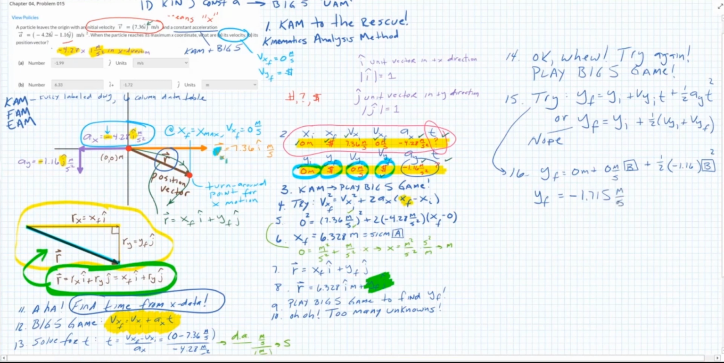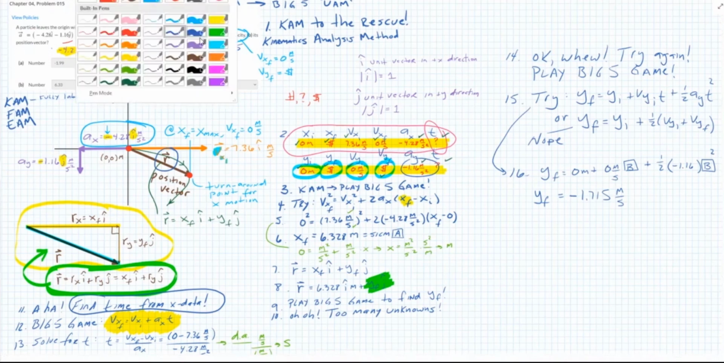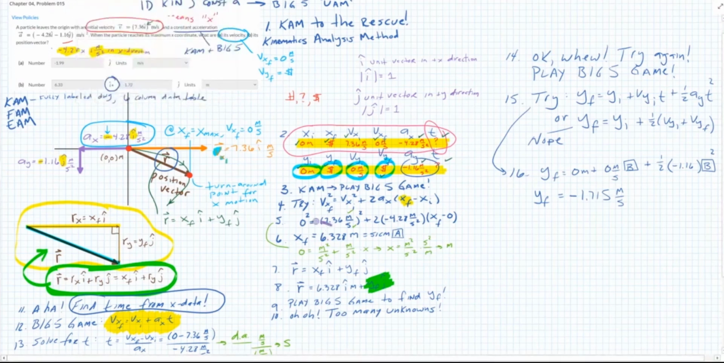Okay, so I am completely done with part B because you need to enter the I hat component. What is the x coordinate of this red particle when it hits that turnaround point? And the answer is right here for me. The answer is 6.328 meters. So that's why they've rounded it for display purposes to 6.33. But this is my I hat number for final position. This is my J hat number for final position.